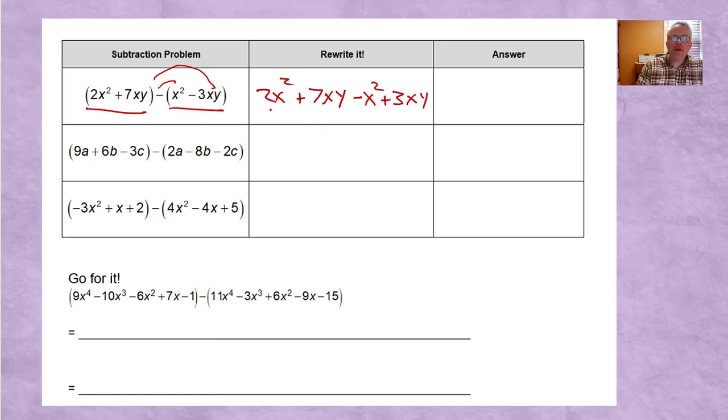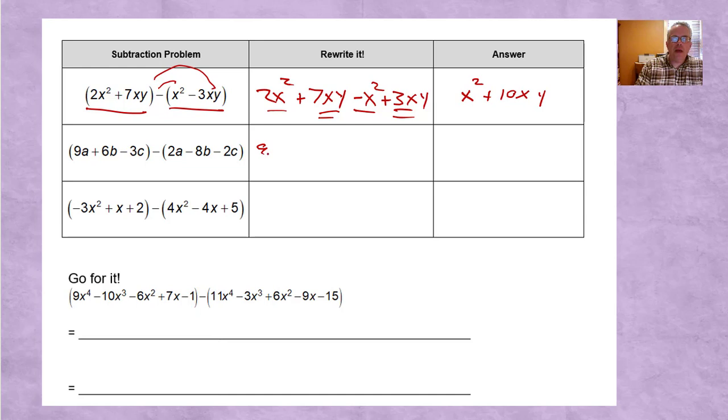Okay, let's see what we can combine. We have x squared terms. So 2x squared minus 1x squared is x squared. We have xy terms. 7xy plus 3xy. Well, that's plus 10xy.